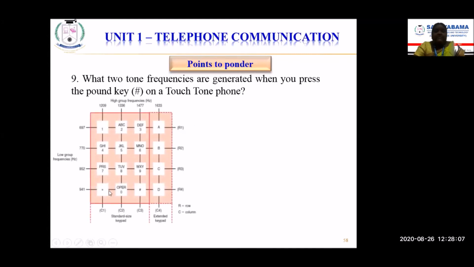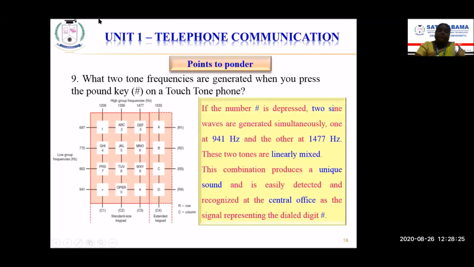So whenever this question is asked, you have to immediately recall this DTMF keypad. So what is the hash button? Where is the hash button located here? It is located here. So the low group frequency is 941 hertz and the higher group frequency here is 1477 hertz.